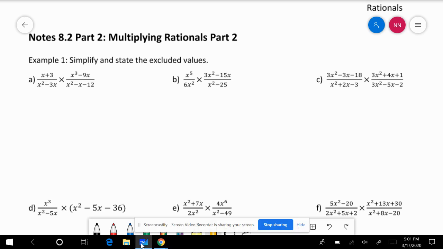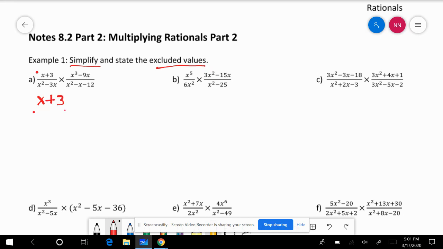What we're going to do today is we're going to be multiplying rationals part 2. What we're going to do is focus on the excluded value. So we've been simplifying them, and now we're going to add the excluded value to that. When we're looking at this, the first thing we want to do is see what we can factor. If we're looking at the top part, this one right here cannot be factored, so we just keep it as x plus 3.